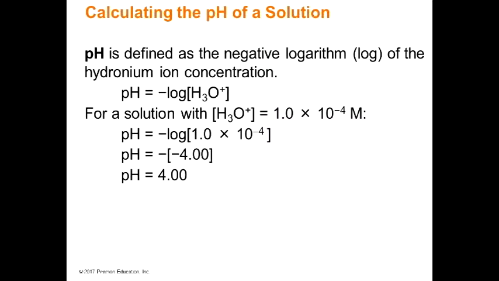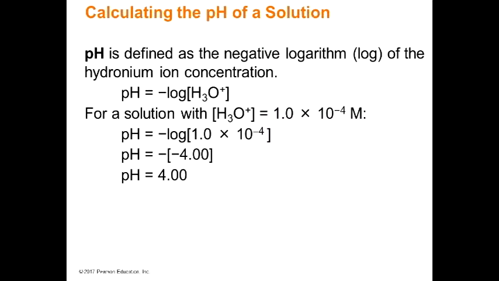Now, if pH is minus the log of H plus, or H3O plus, what's pOH? Guess it. Log of OH. Minus the log of OH minus. Correct. You get it? Does everyone follow that?